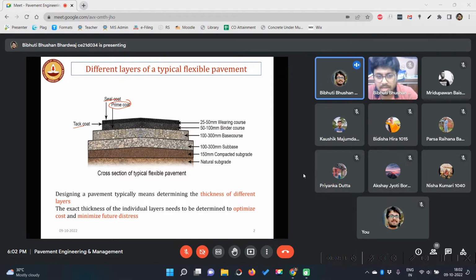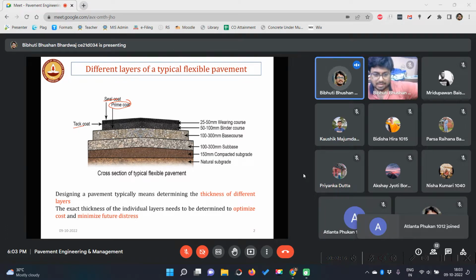Sometimes I think you have observed that the road will be black in color. Some black liquid is applied on the surface of the road and it will look totally black. Have you seen that kind of road during the construction phase? Yes, sir. So that is generally applied above the base course, where aggregates are just placed. It is applied just to ensure that with time no materials can come up.